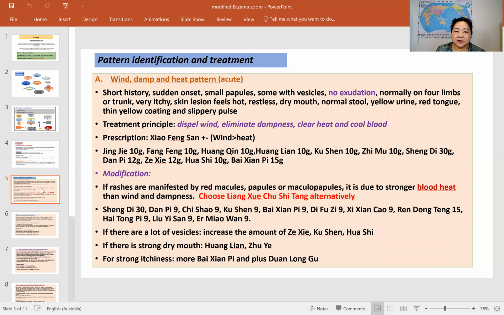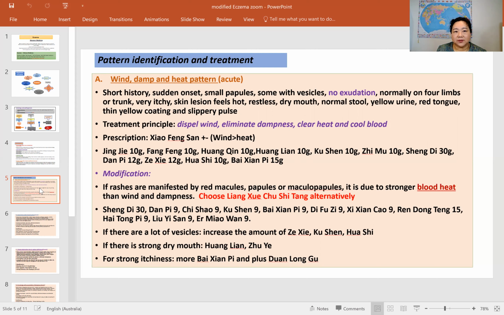Now we go to the different patterns and the treatment. There are many different kinds of patterns. I only list these five here, but you can read the reference book, which I listed at the end. It can tell you more patterns.